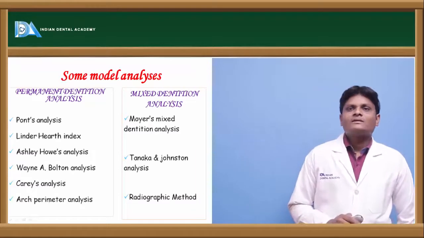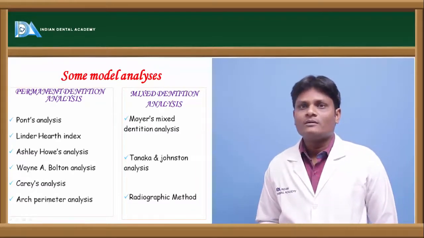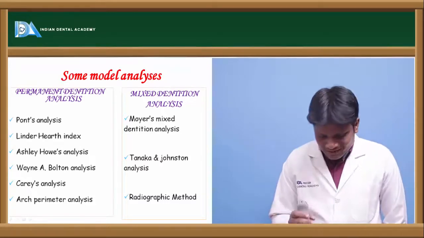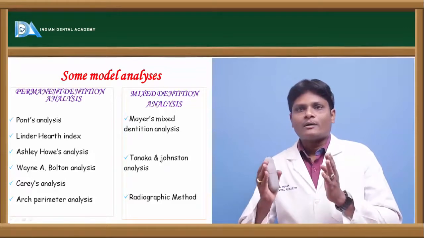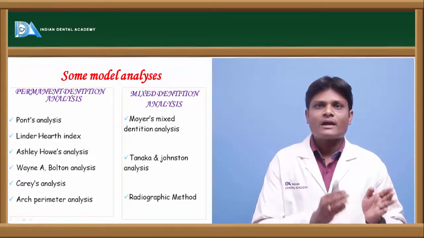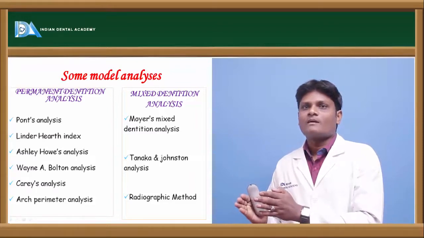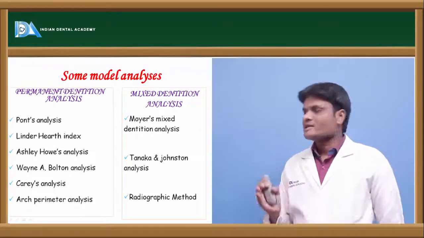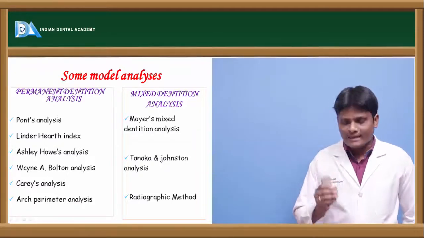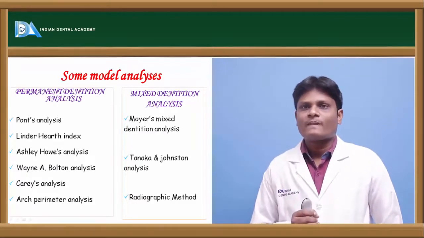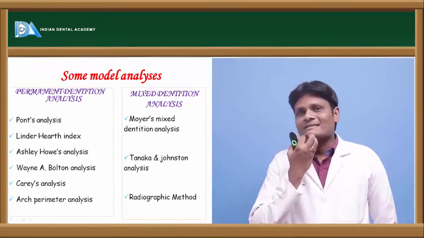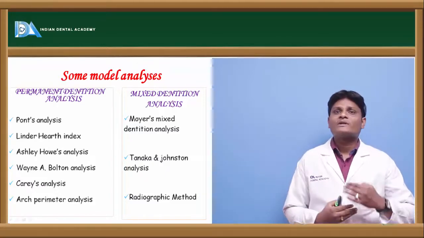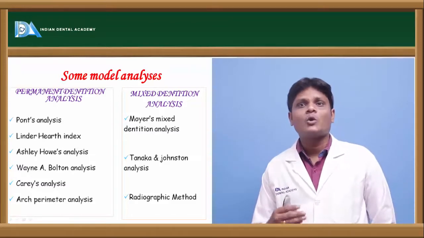Now, coming to the model analyses that are available to evaluate the dentition and occlusion. Model analysis can be classified into analyses done in permanent dentition and those done in mixed dentition. For permanent dentition, we have Pond's analysis, Linder-Harth's analysis, Ashley-Howe's analysis, Bolton's analysis, Carey's analysis, and arch perimeter analysis. For mixed dentition, we have Moyers' method, Tanaka-Johnston analysis, radiographic methods, and some more methods like Huckaba analysis and Hixon and Oldfather analysis.